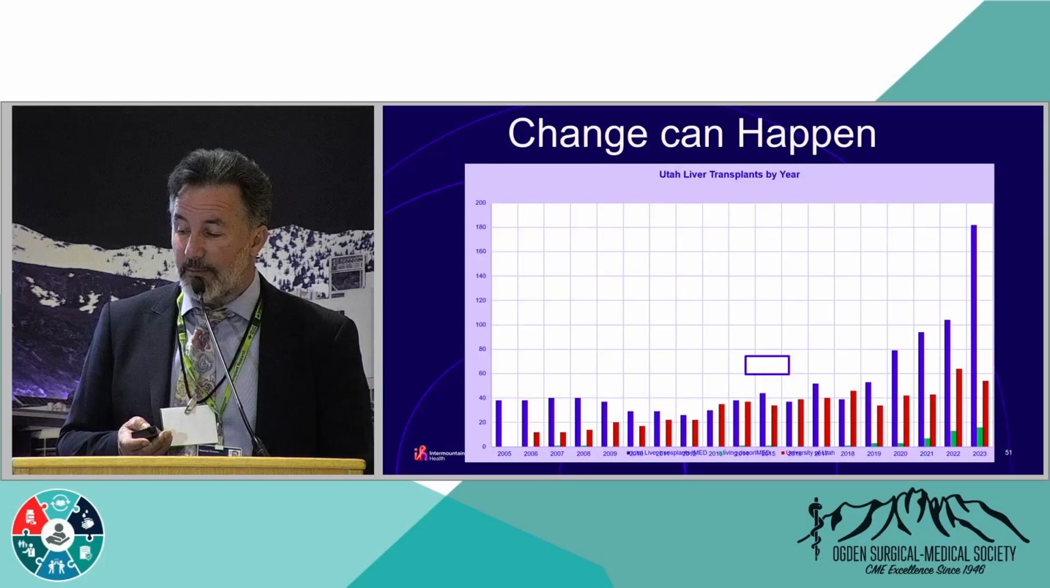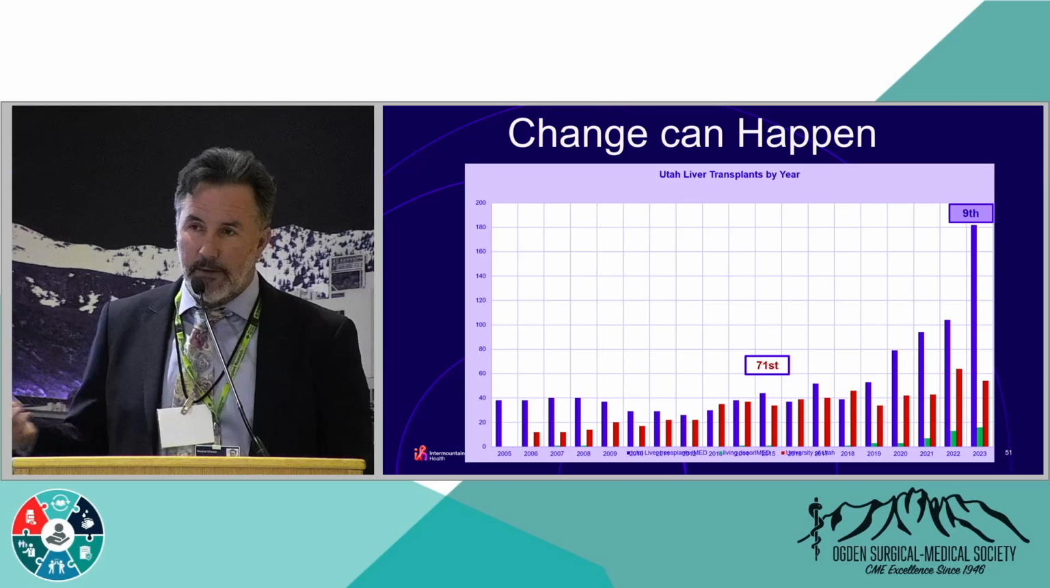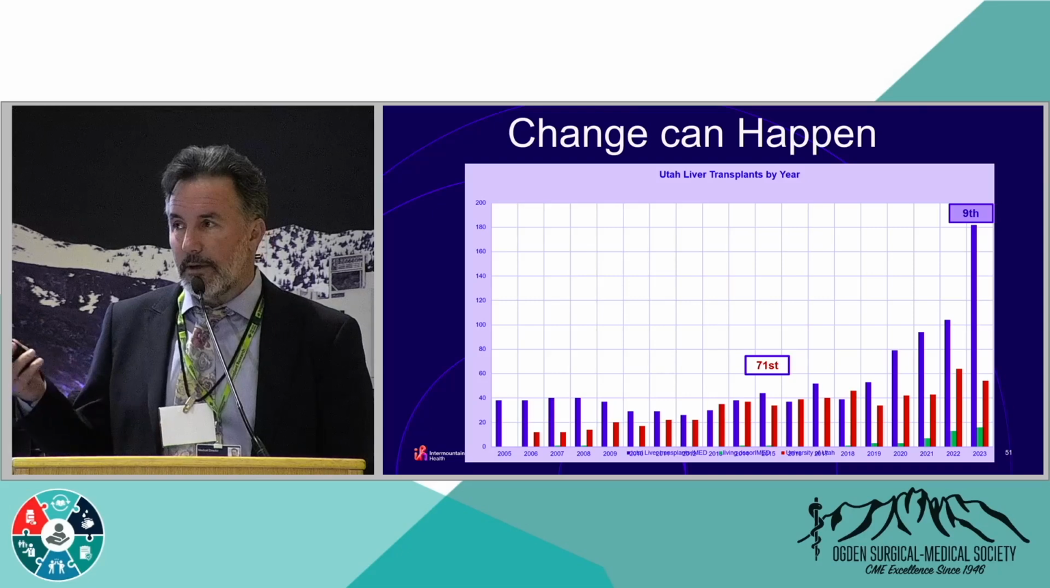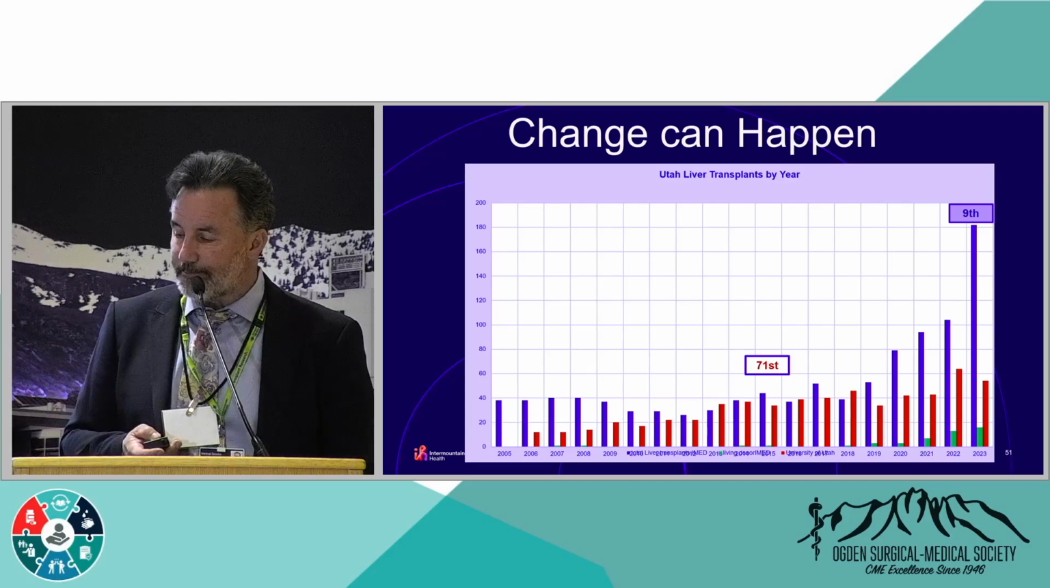So these are the types of changes that we see happen with our program. We went from 71st in the country in terms of transplant volumes to being number 9 now. That places us greater than Mount Sinai in New York. It makes us equivalent to UCLA in terms of volume and UCSF, and smaller than Mayo, Arizona.